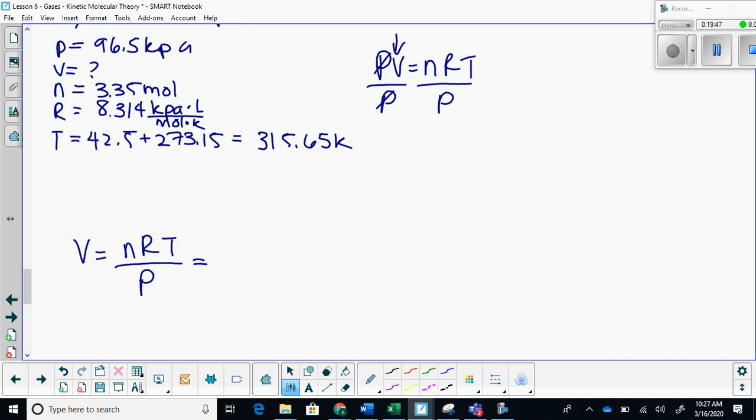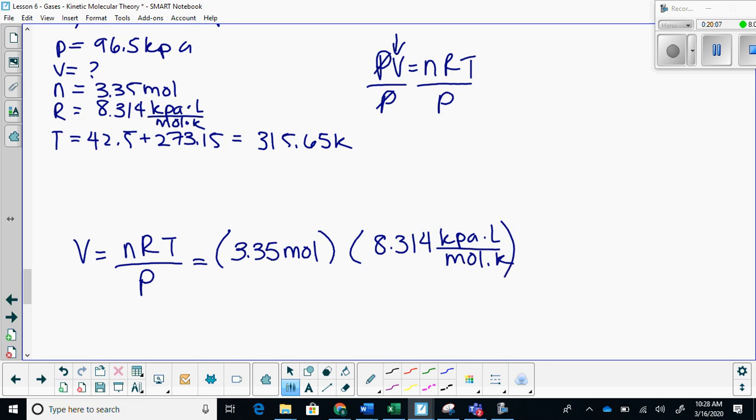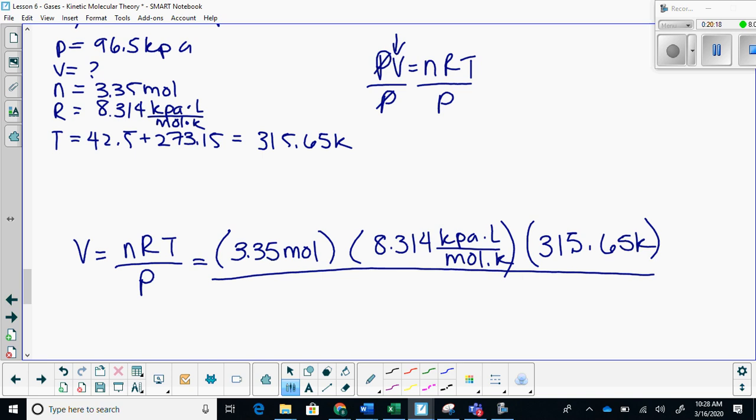Let's sub values in. n, 3.35 moles. And then we have R, 8.314 kPa·L over mol·K. And T, which is 315.65 Kelvin over pressure, which is 96.5 kilopascals.